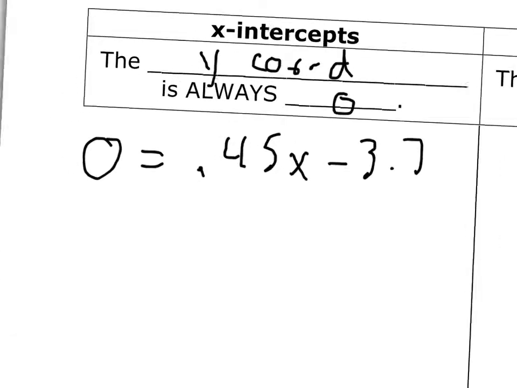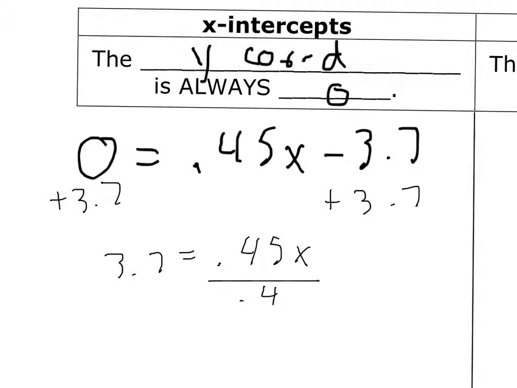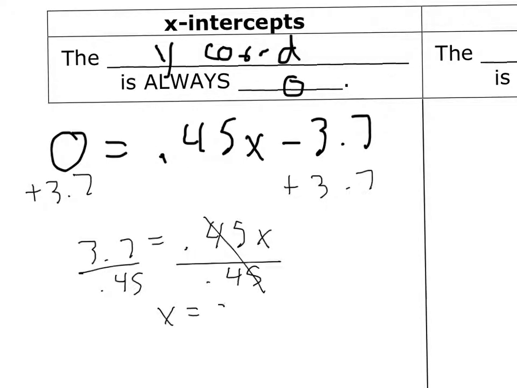Okay, so let's go ahead and zoom in on that. Okay, so we want to solve that equation for x, so we have to undo subtraction with addition. Okay, so add 3.7 to both sides, so you have 3.7 equals 0.45x. Okay, and then we need to go ahead and divide by 0.45 on both sides. Okay, so if you do that, those 0.45s cancel out, and we would get x equals 8.2.